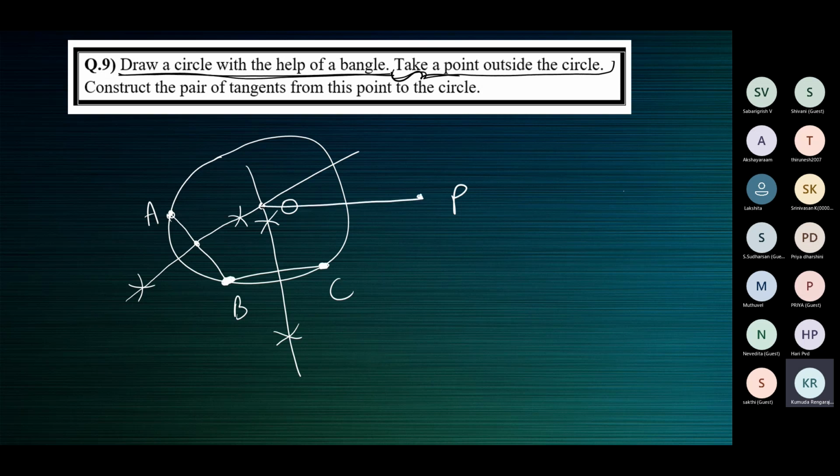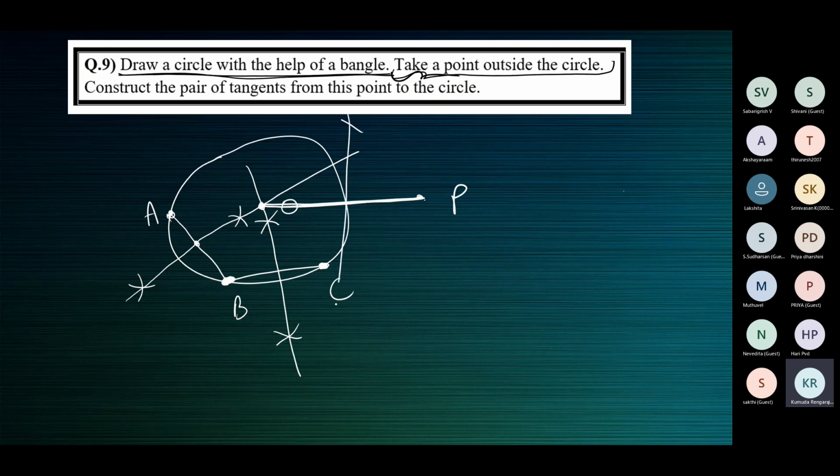This is the regular procedure. You're well aware of this: how to construct a pair of tangents from a given point outside the circle. Join the center of the circle to that external point. Construct the perpendicular bisector of OP. P is the external point, O is the center of the circle. So we join OP. That's the first thing. Then we construct the perpendicular bisector of OP.